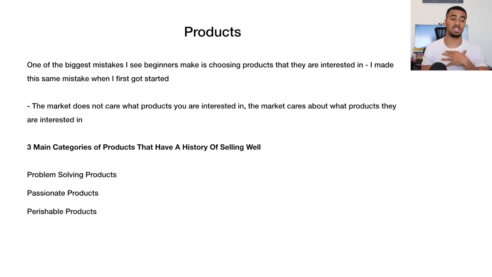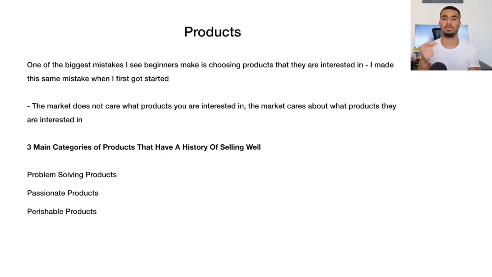Now, what I've seen in my time in the e-commerce space is that there's 3 main categories of products that have a history of selling well. The way I got these 3 categories is I just took a step back and spent some time researching some of the best performing products in the last few years, and some of the best performing products right now, up to date. The first category of products that have sold really well that I've seen is problem solving products.